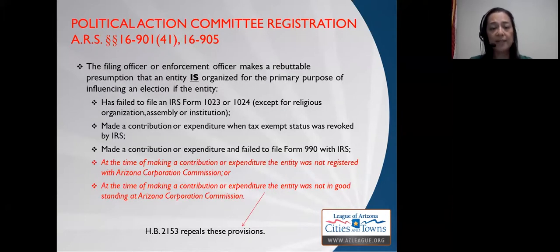And along with this is when you, as the filing officer, make a rebuttable presumption that maybe an entity is organized for a primary purpose and you believe that they should be registering. So 2153, again, removed 2 of the factors that involve the Corporation Commission. So you cannot look anymore. Again, this is after August 3rd when it's effective, but you will no longer have to look at whether or not they're registered with the CorpCom or whether or not they were in good standing. So those factors will be gone from the political committee primary purpose test.